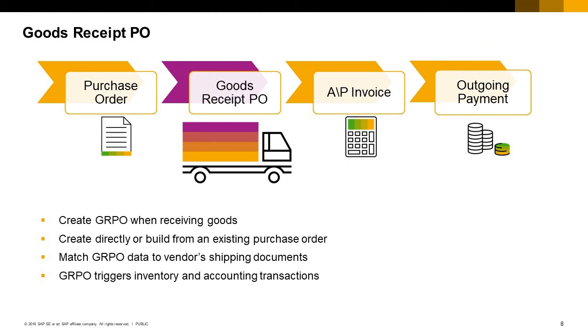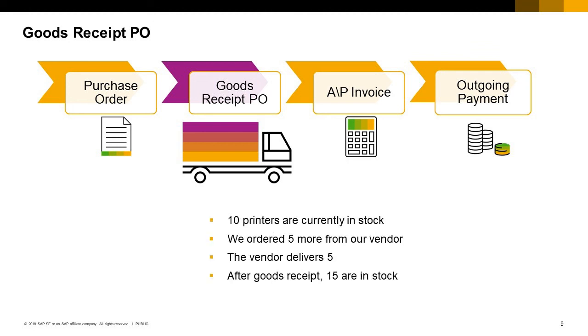Unlike a purchase order, a goods receipt PO cannot be amended after it has been added to SAP Business One because it triggers both inventory and, when using perpetual inventory, accounting transactions. Your only option for fixing an incorrect goods receipt PO is to cancel the document and create a new goods receipt PO.